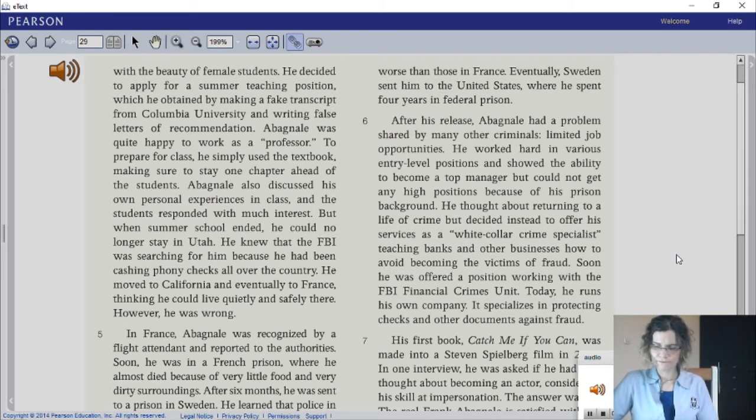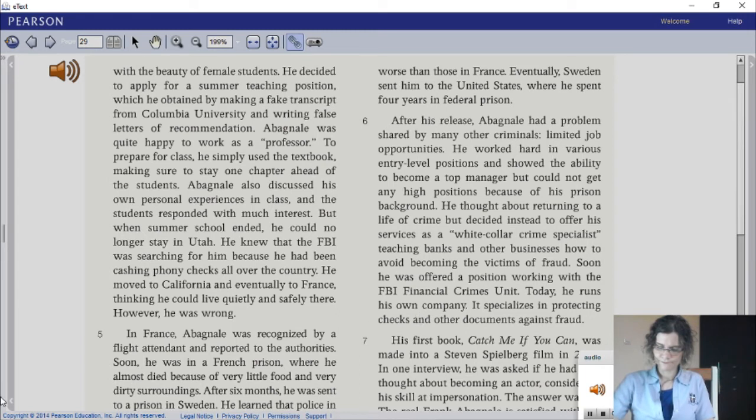But when summer school ended, he could no longer stay in Utah. He knew that the FBI was searching for him because he had been cashing phony checks all over the country. He moved to California and eventually to France, thinking he could live quietly and safely there. However, he was wrong. In France, Abagnale was recognized by a flight attendant and reported to the authorities.